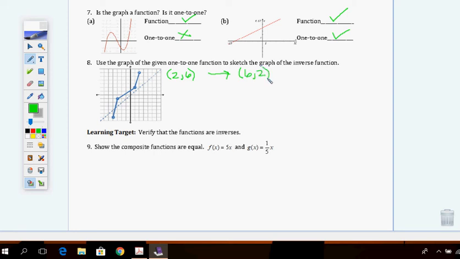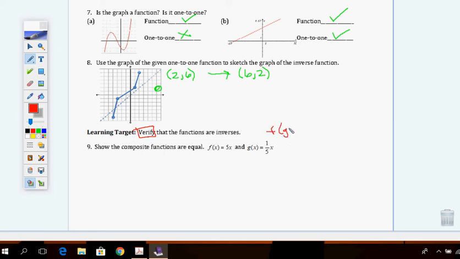To verify that the functions are inverses, we need to take g and plug it into f of x, and then simplify everything, and our final answer should be left with just an x. Then we take f and plug it into g. When we simplify, we should also get x. If that is the case, then we do have inverse functions.